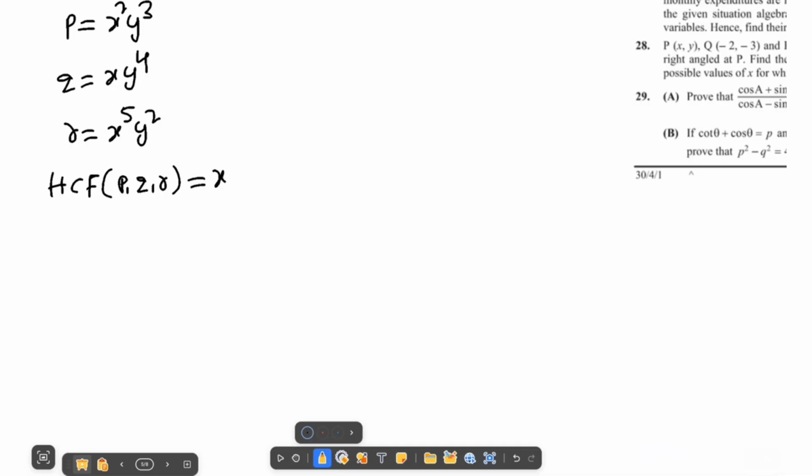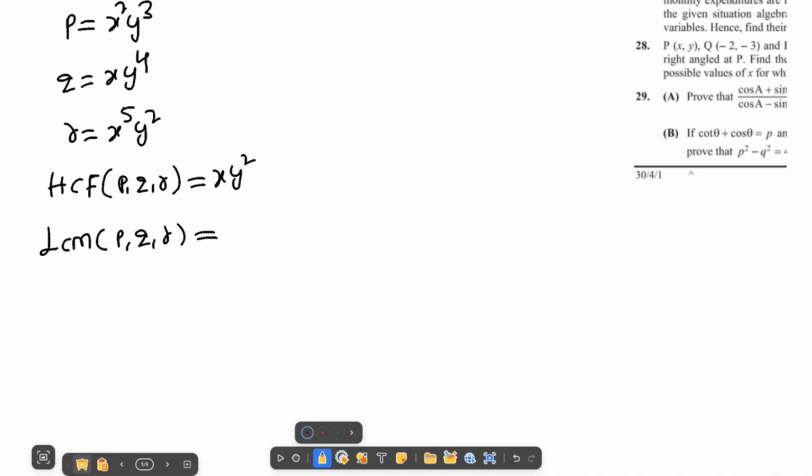And what is the next? y is also common and the lowest one is y square. So this is the HCF. Then let's check the LCM of this PQR. What is the LCM formula? The product of greatest powers of all the prime factors. No need of common. So we have to check for the greatest of all the prime factors.